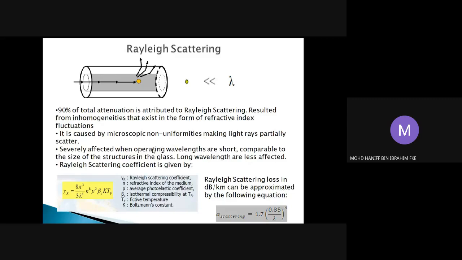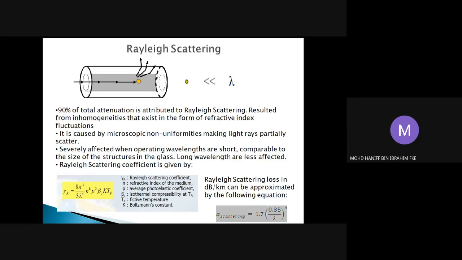Rayleigh scattering results from inhomogeneities that exist in the form of refractive index fluctuations. In fiber optics, refractive index fluctuations, as I've mentioned before, cannot be controlled, so they are a major contributor to scattering. It shows here that these are your inhomogeneities, for example fluctuations of refractive index. When the light propagates in it, the light will be scattered, and as a result it will be radiated as a leaky mode or radiation mode.